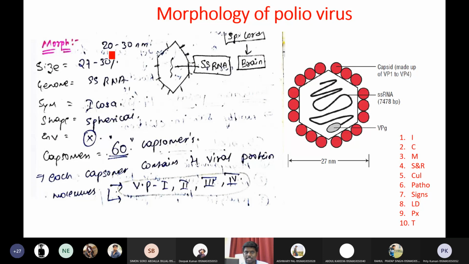Size is around 20 to 30 nanometers. Shape is spherical. Genome is single-stranded RNA. Symmetry is icosahedral. It does not have an envelope; it is a naked virus. There are 60 capsomers present in the virus, and it has four viral proteins.